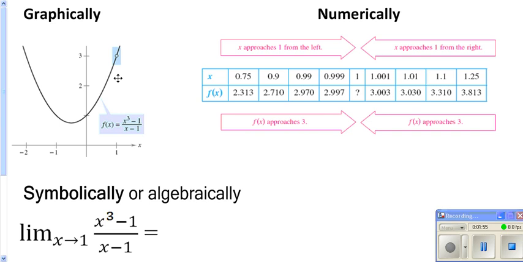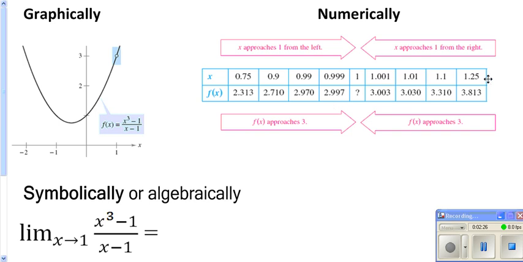Limits can also be investigated numerically. The easiest way to do that is typically with the table feature on your calculator. You put your function still into your y equals. Using your table feature, you go ahead and start typing in values for x that are closer and closer to 1. And you notice as we come in from just below 1 and get closer to 1, the outputs get closer and closer to the value of 3.